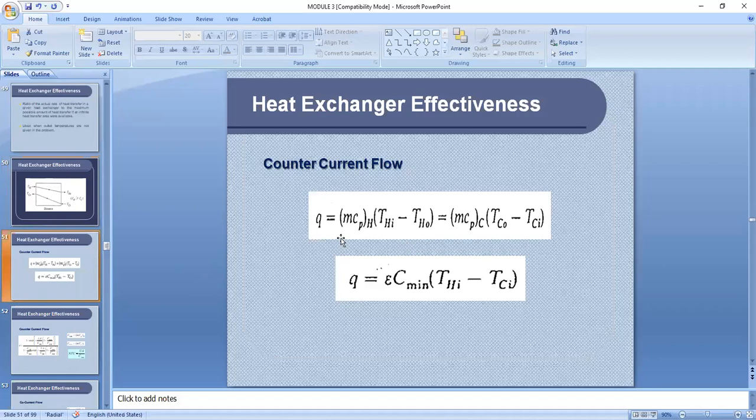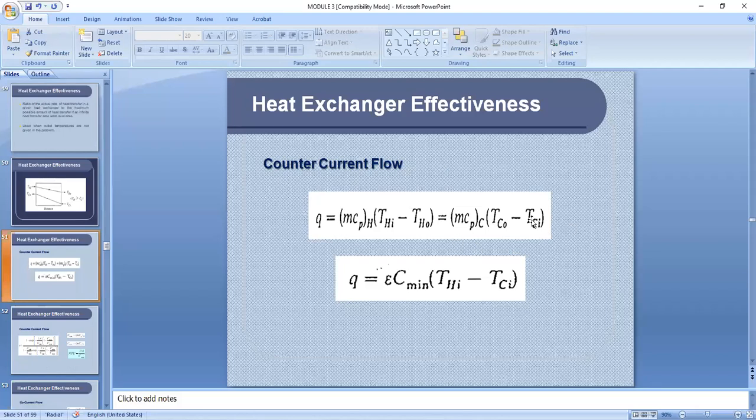This is the equation I mentioned a while ago that you can use if one of the four temperatures is unknown. You equate the amount of heat transferred by the hot fluid to the amount of heat transferred by the cold fluid. That way you can determine the temperature. It's the same equation that you have here because it's fundamental in heat transfer: what is rejected by one is absorbed by the other in terms of the amount of energy.